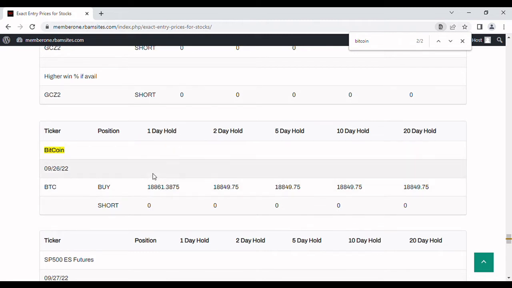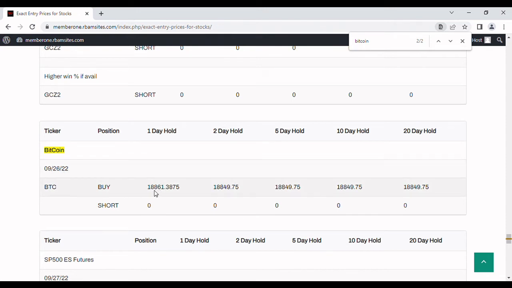Normally you would buy, if your own analysis said it's a good idea, at this price and hold until the close of the next trading day. So buy today, close out tomorrow. But you can use the 1 day column to day trade with. Now it's not always perfect, but nothing is perfect, and this is all entertainment. But let's take a look at what it says here.